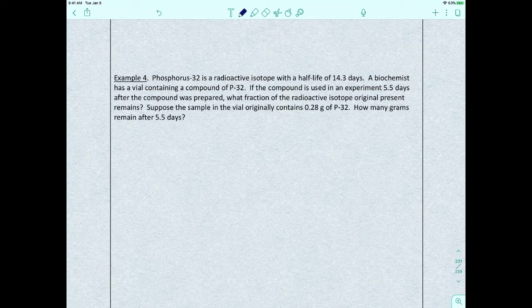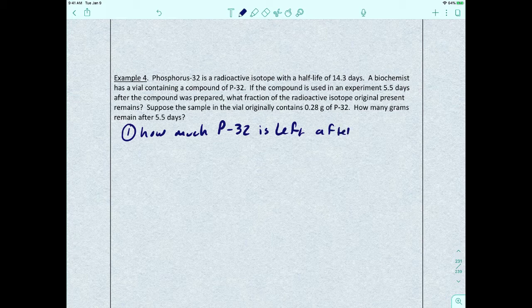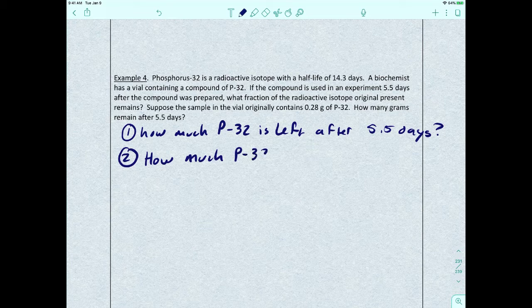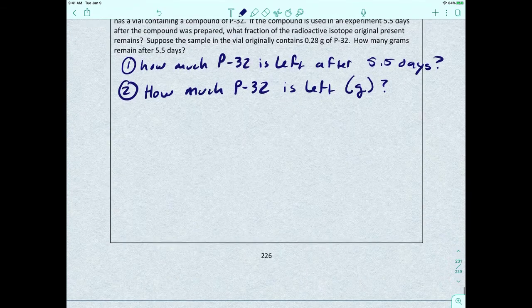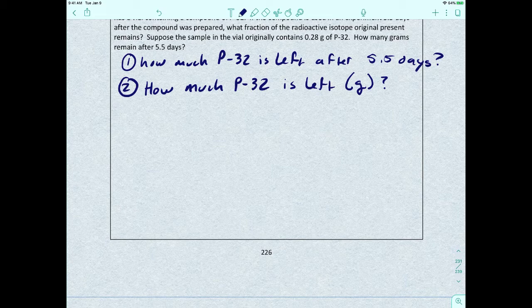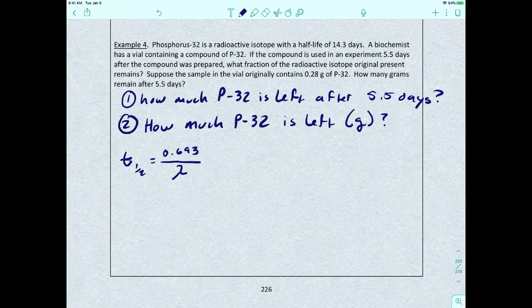All right, so essentially, this is asking us two questions. The first question is how much P32 is left after 5.5 days. After we know that, the second question is how much P32 is left, and we're looking for a mass. So that's essentially what we're going to try to solve for. We're going to deal with number one first. If you remember, half-life is going to be 0.693 divided by lambda.